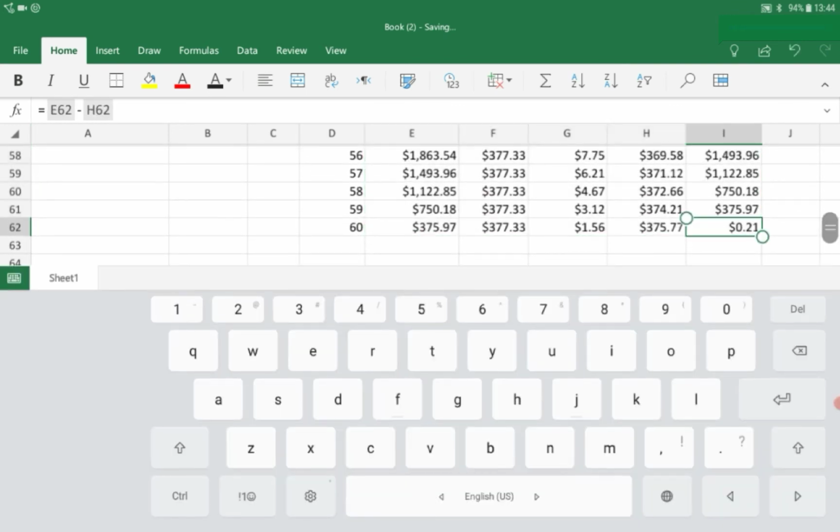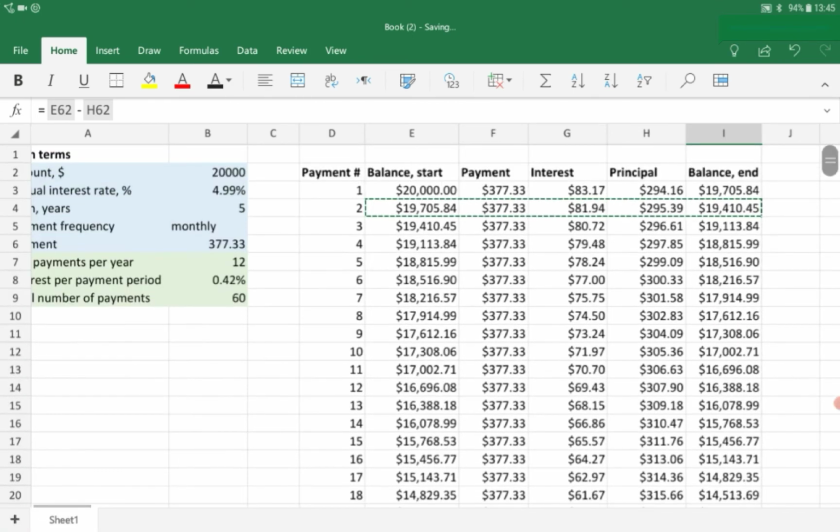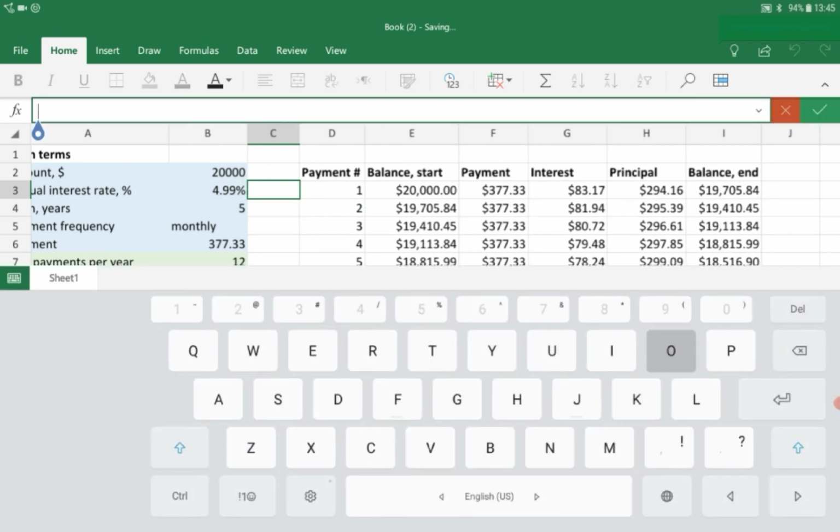This number at the end should be really close to zero, within a few dollars. It may differ somewhat if your first payment was not exactly the same as the other payments, because maybe you bought the car not on the 1st of October but in the middle of the month.